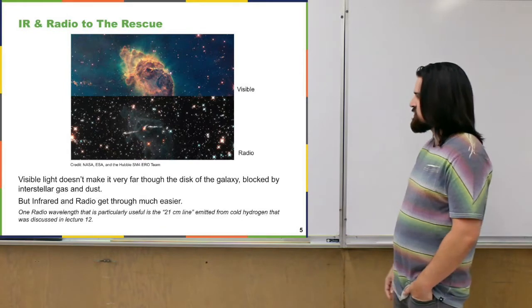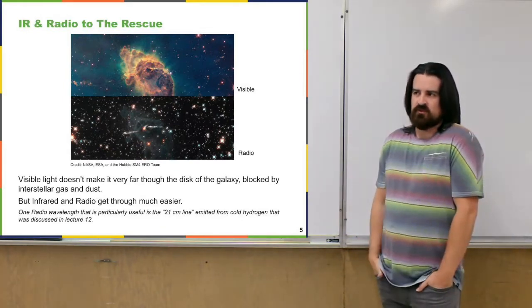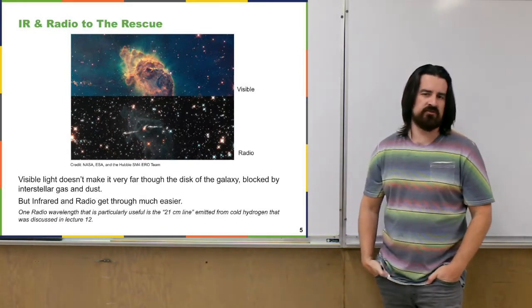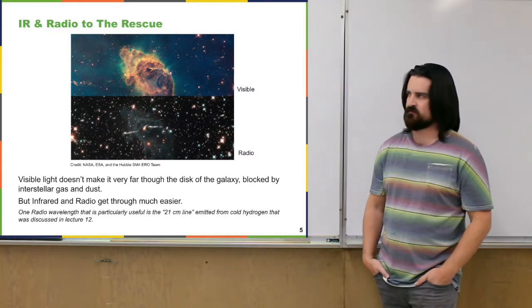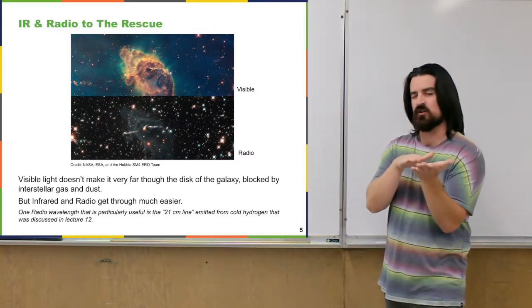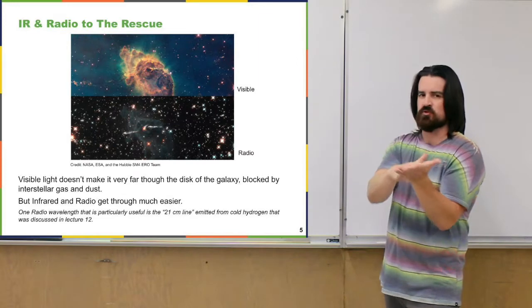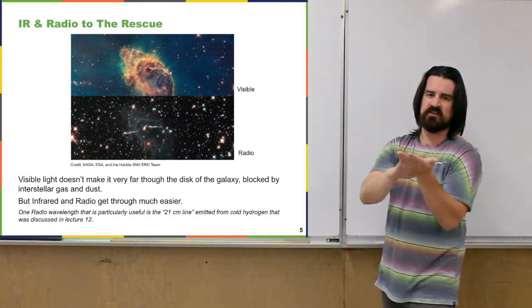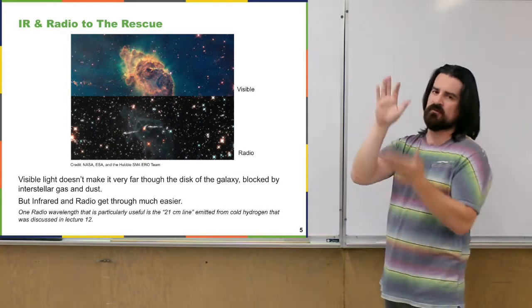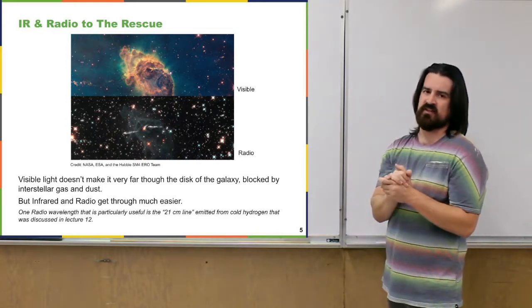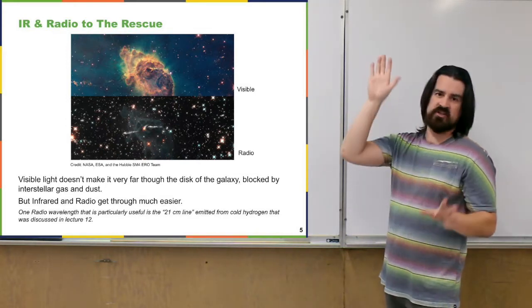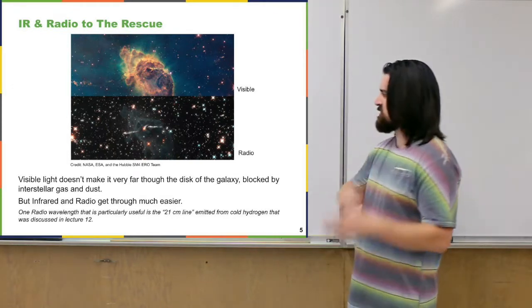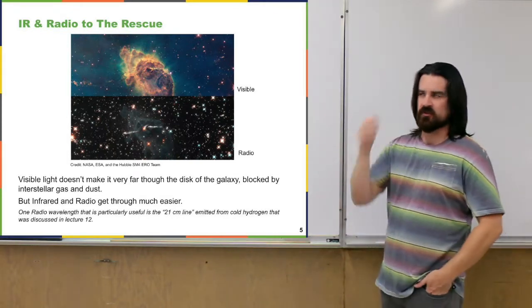And visible light just doesn't tend to travel more than a few thousand light years through the interstellar medium. That's if you're looking along the plane of the disk, because most of the gas and dust in our galaxy is still within that plane. If we look out of the plane of the disk, then there's not as much of that in our way, but then we're looking out towards other galaxies. So that makes it difficult to see things very far in visible light.